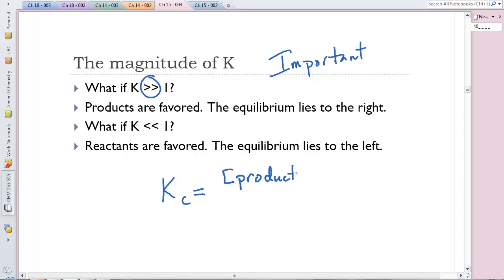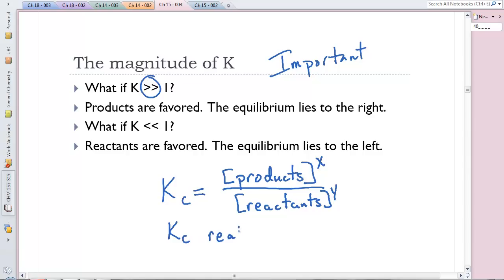Products raised to the power of the coefficients, over reactants raised to the power of the coefficients. I will write a general form of the equilibrium constant expression quite often like this. So what if Kc is really large? Large in magnitude, big number. What does that mean? Well, of course, sometimes when you have slides, you give away the answer too soon. But to end up with a big number, how do we get a big number?